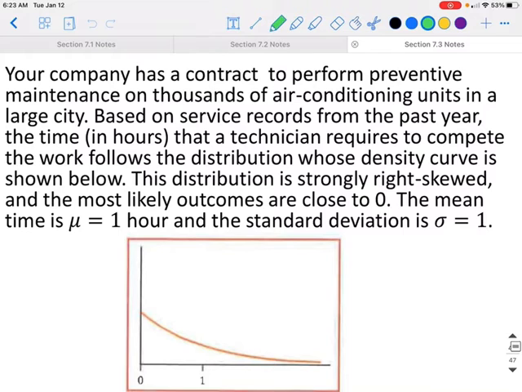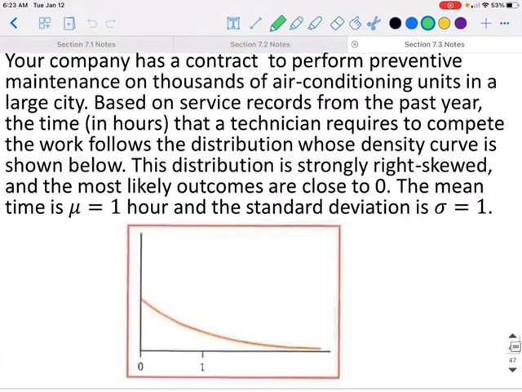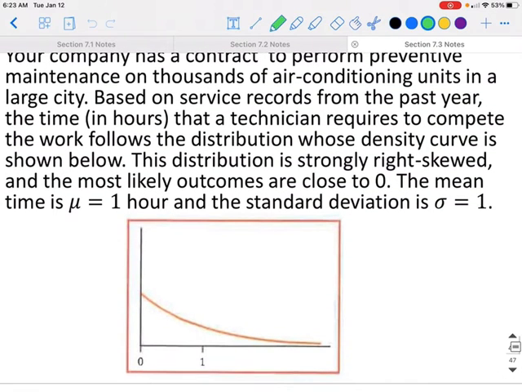Your company has a contract to perform preventative maintenance on thousands of air conditioning units in a large city. Based on the service records from previous years, the time in hours that a technician requires to complete the work follows a distribution whose density curve is shown below.